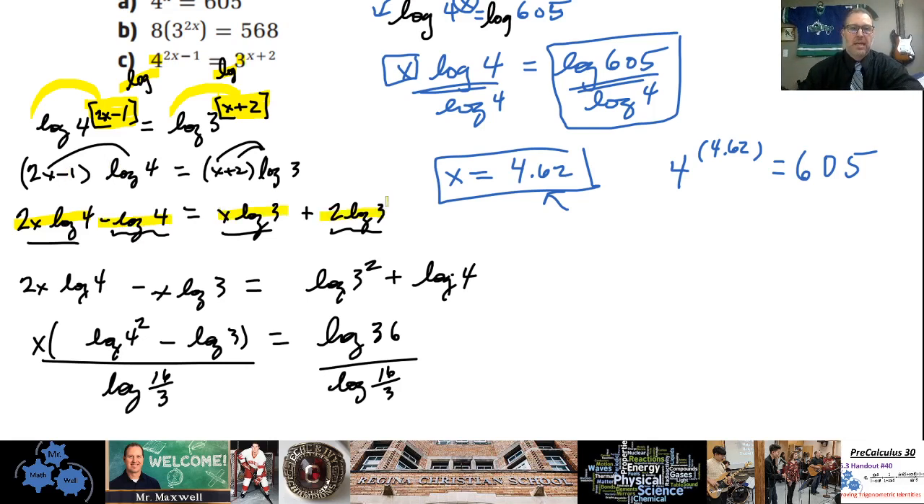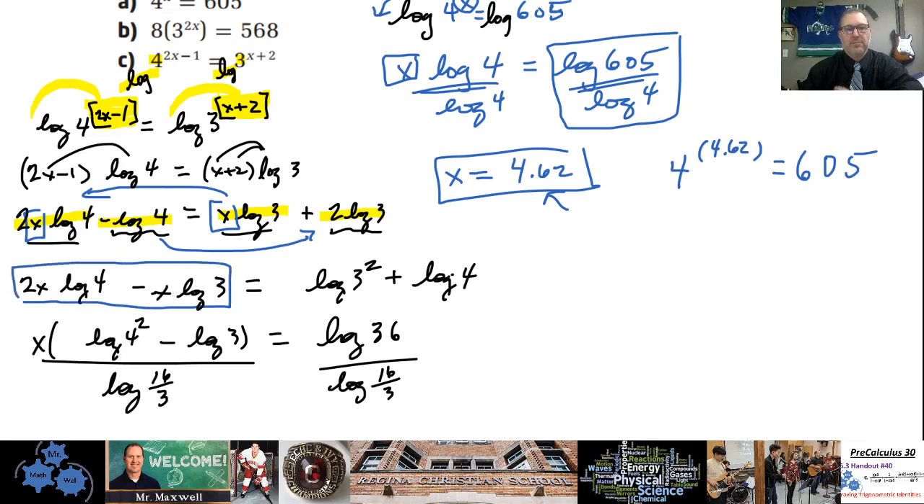Now, the goal is to solve for x, so I have to get these x's together. I'm going to bring those terms together and bring those terms together over there. And now I've got this, where my x terms are all on the same side of the equation. I can factor an x out, which I did. What I'm left with is 2 log 4 minus log 3.